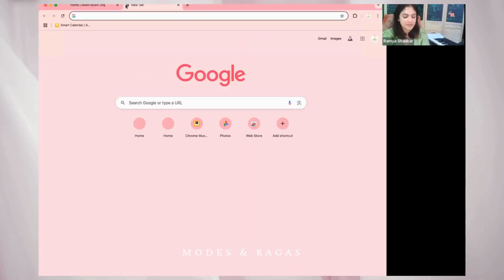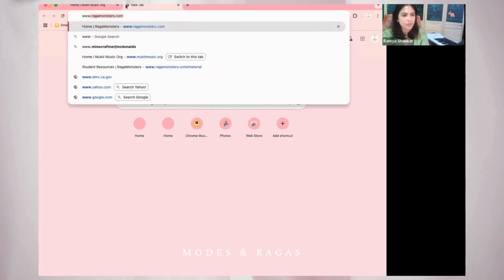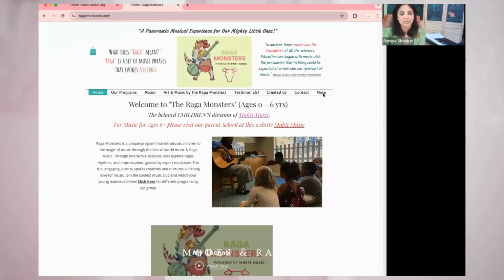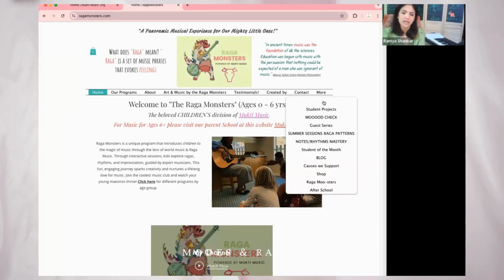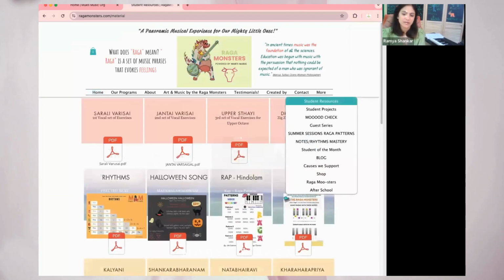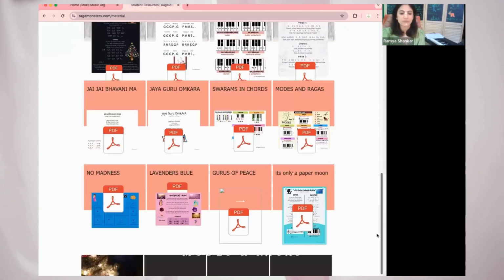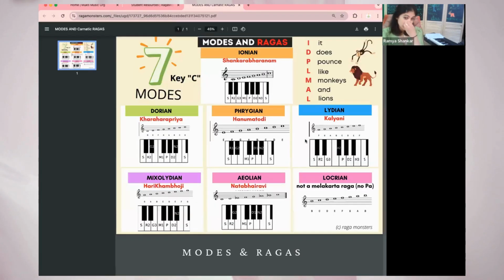So let's start with the first lesson, which is what a mode really is. Let's go to ragamonsters.com, which is a site that I have for my students, which has a bunch of really useful resources I've gathered over time. Scroll down and you'll see there's something called modes and ragas. We're going to click on that. As you can see, there are 7 modes. And it's a lot of fun, and what's music without having a fun element in it, right?